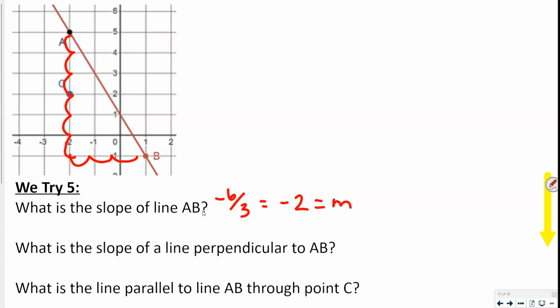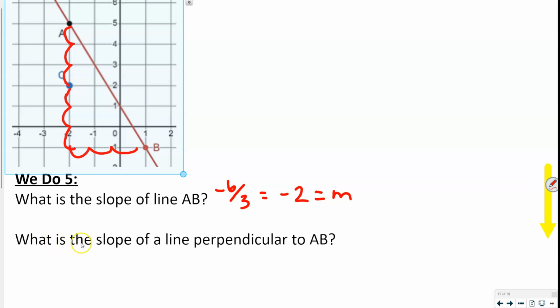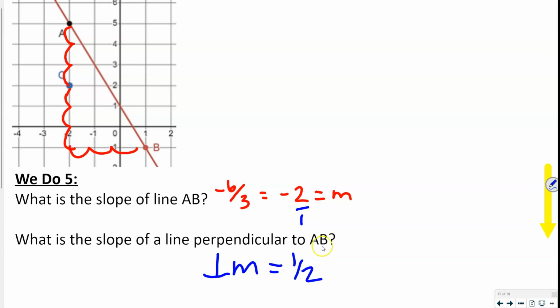That's our m, okay? Now the questions in this problem are the next. It says, what is the slope of the line perpendicular to AB? So if we're looking for the perpendicular slope, perpendicular m, what do we do to the negative 2? We make it positive and we flip it. Remember, it's 2 over 1, right? So this is going to be positive 1/2.